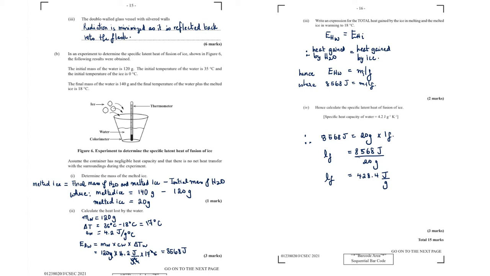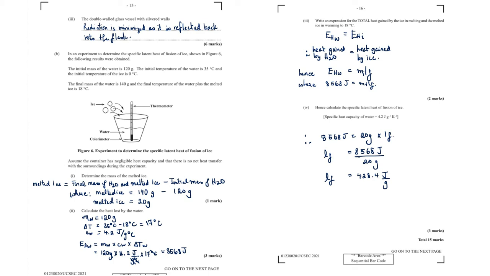And so we have all our variables, and we have our known 4.2 joules per gram degree Celsius. And so to work this out now, it's EH, the heat lost by the water, will equal the mass of the water times 4.2 times 17, I get 8,568 joules. So then over here it says write an expression for the total heat gained by the ice in melting and the melted ice in warming to 18 degrees Celsius.